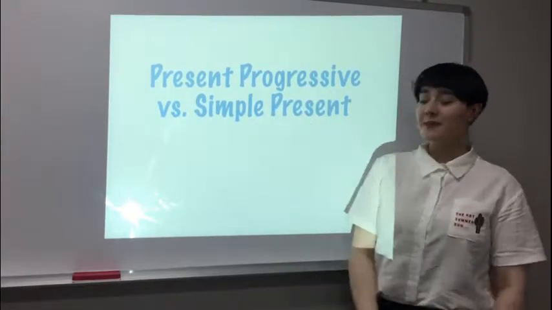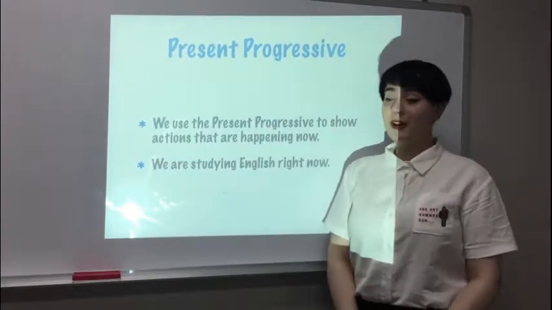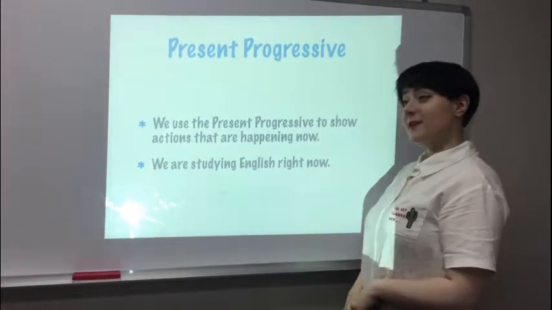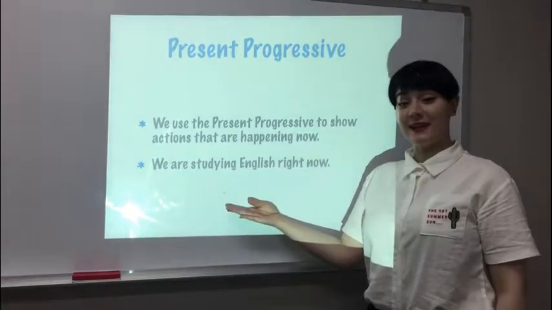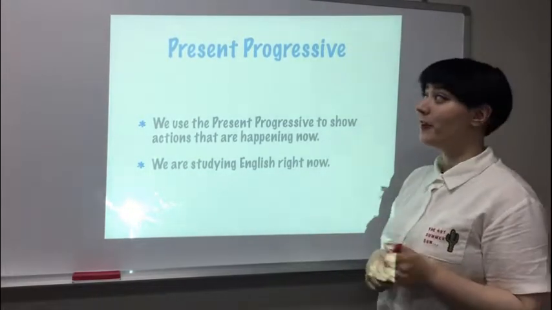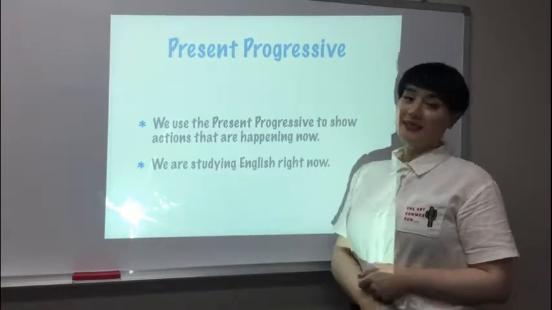Let's talk about simple progressive versus simple present. We use the present progressive when we want to show actions that are happening now, for example, we are studying English right now. We do this activity right this moment, so we use the present progressive: main verb plus ing.